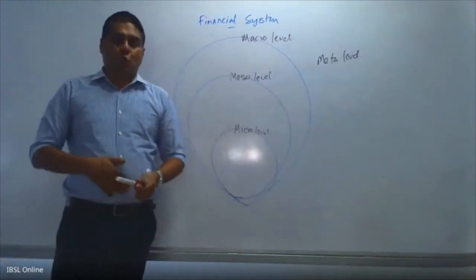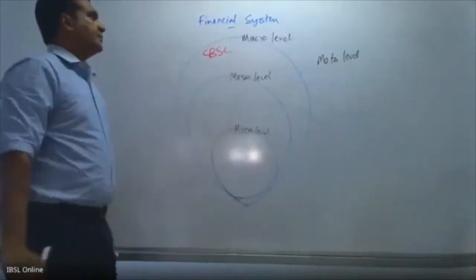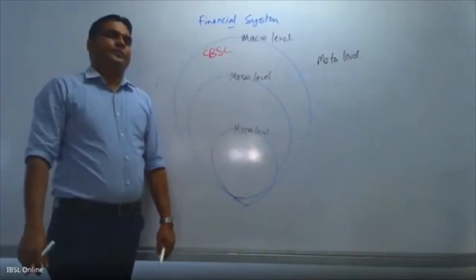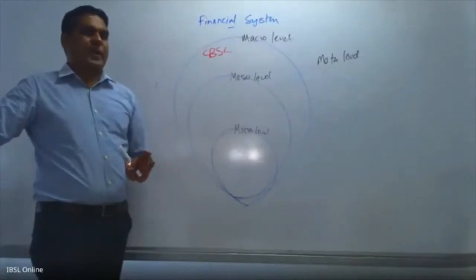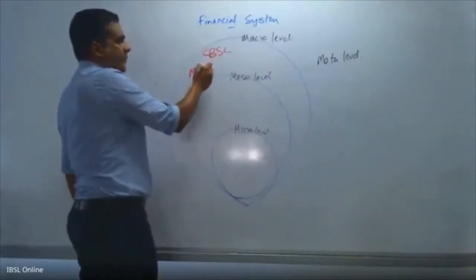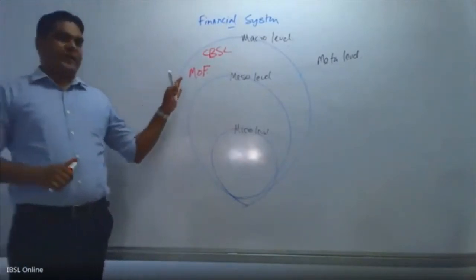So who is the main regulator of the financial system? Central Bank. Central Bank of Sri Lanka is here. Who are the other regulators? Ministry of Finance. Customs is not the financial system. Customs is border control. Okay, to a certain extent, Ministry of Finance, because it has gazettes relevant to the financial system, also plays a reasonable role, but the central bank is the main one.